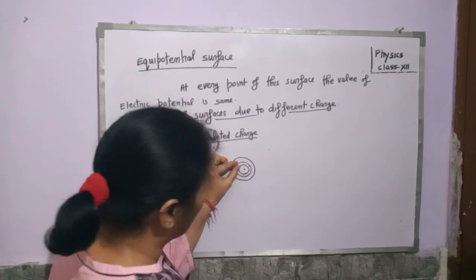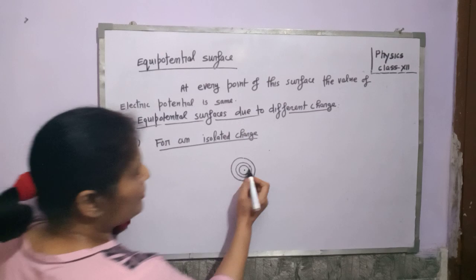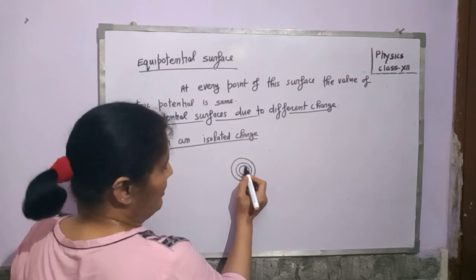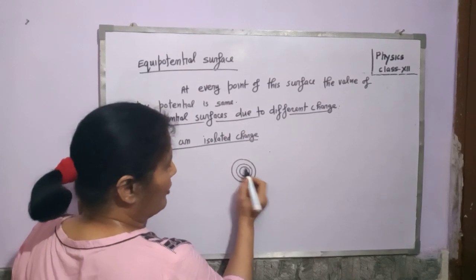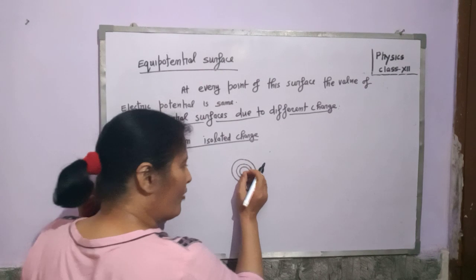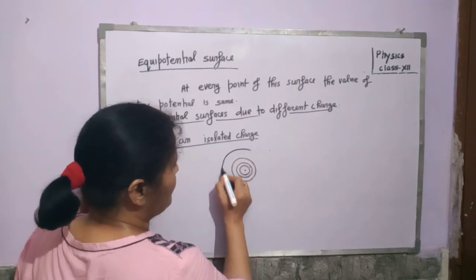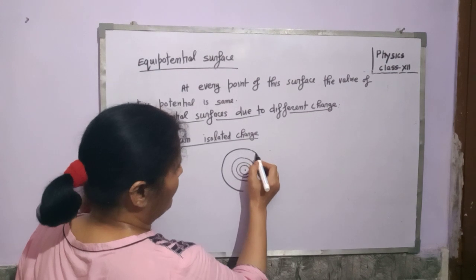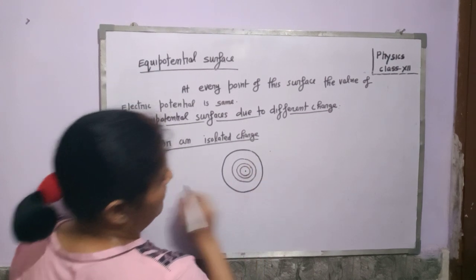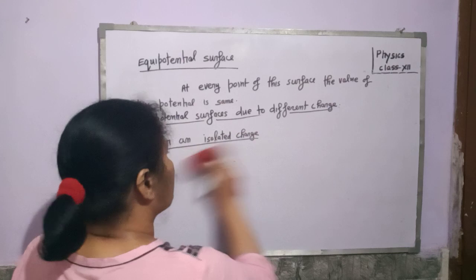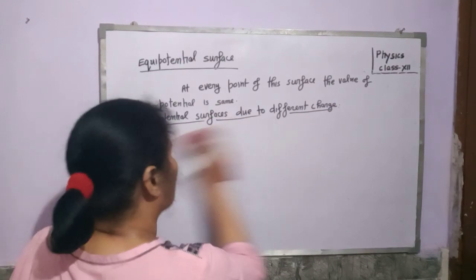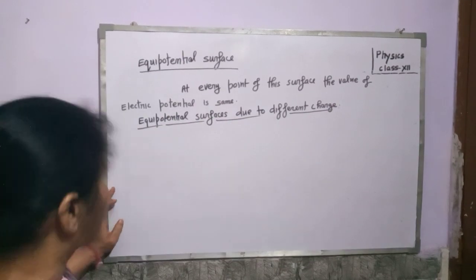When the point is close to this point charge, the surfaces will be close to each other. As we move away from the charge, the distance between the equipotential surfaces also increases. Now the next is due to two identical charges.